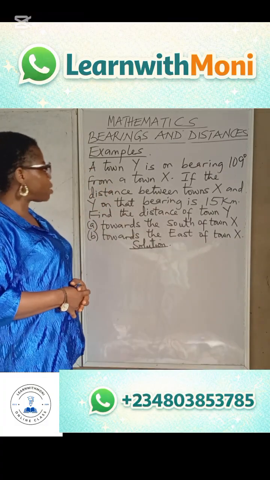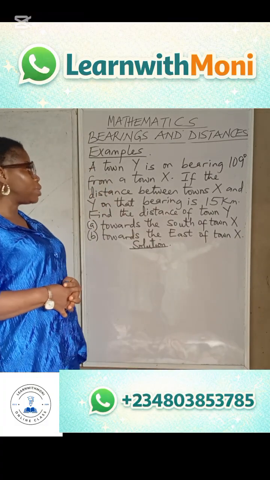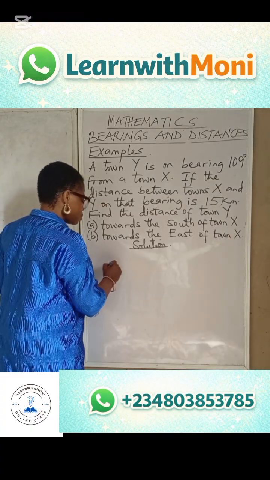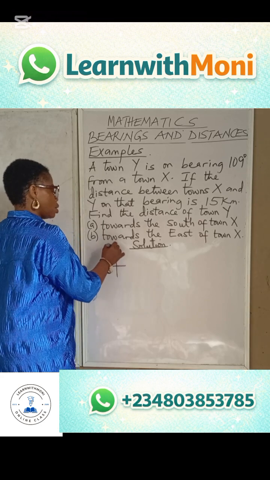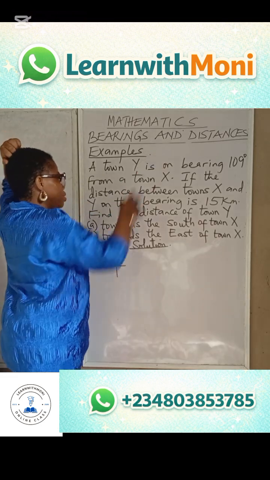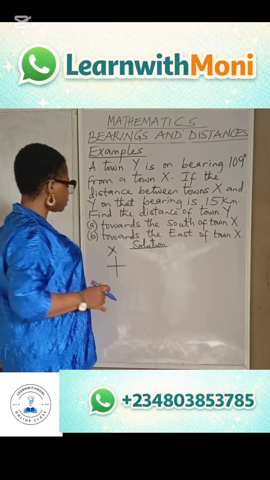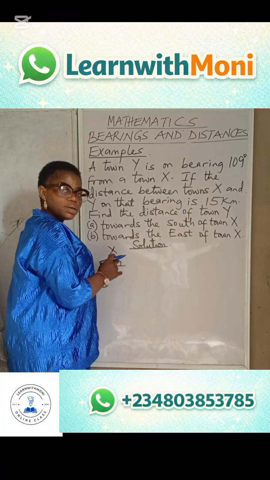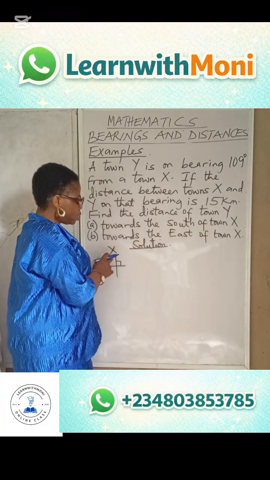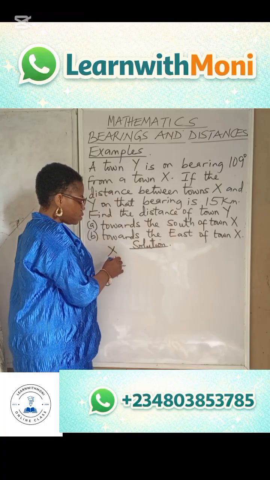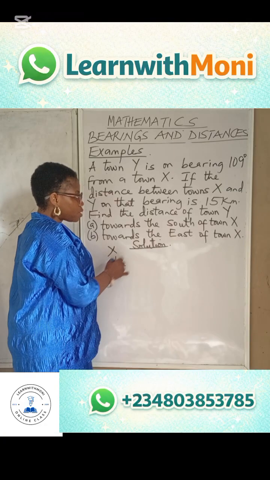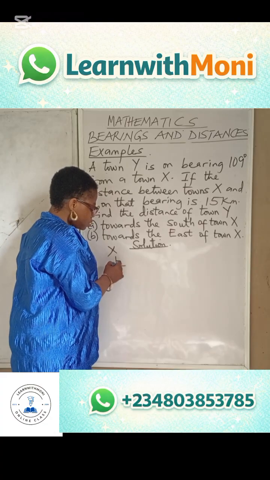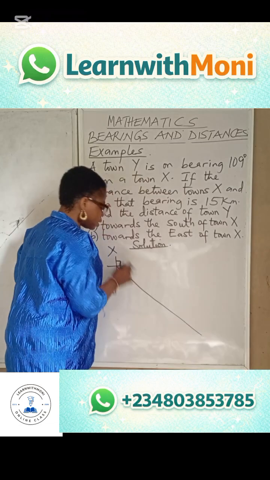A town Y is on bearing 109 degrees from a town X. Let us interpret that. This is a town X, and there is a town Y that is on bearing 109 degrees from it. This is 90 degrees. You know, for bearing, we read our angles clockwise from the north. So from the north, this is 90 degrees. Taking 109 degrees is somewhere in the second quadrant. So I want to take this as my 109 degrees.